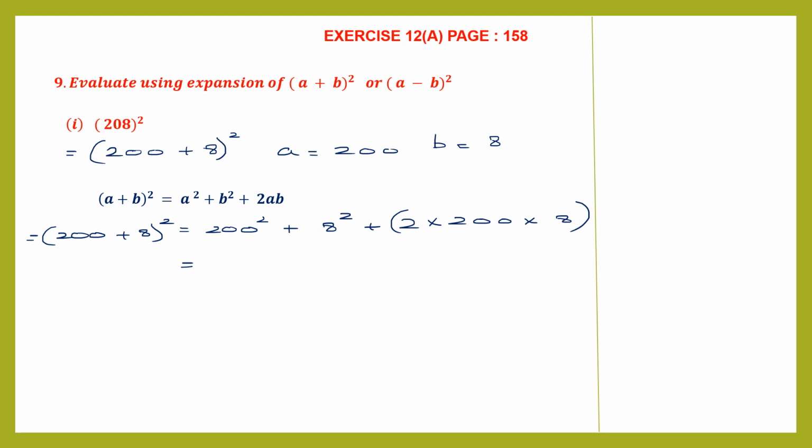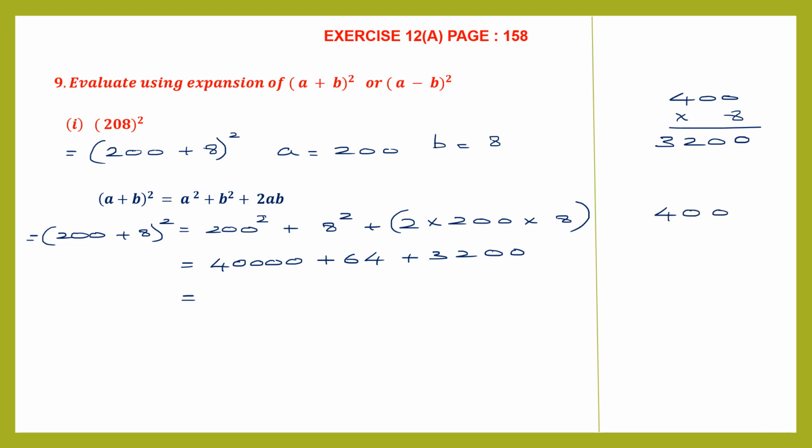Now let's find the answer. 200 square. So 2 square, 2 2s are 4. So write 4. 200 square will be 2 zeros plus 2 zeros, isn't it? So you multiply it twice. Plus 8 square. 8 8s are 64. Plus 2 into 200 into 8. 2 into 200 is 400. 400 into 8. So this we know, 8 fours are 32. So 3200.